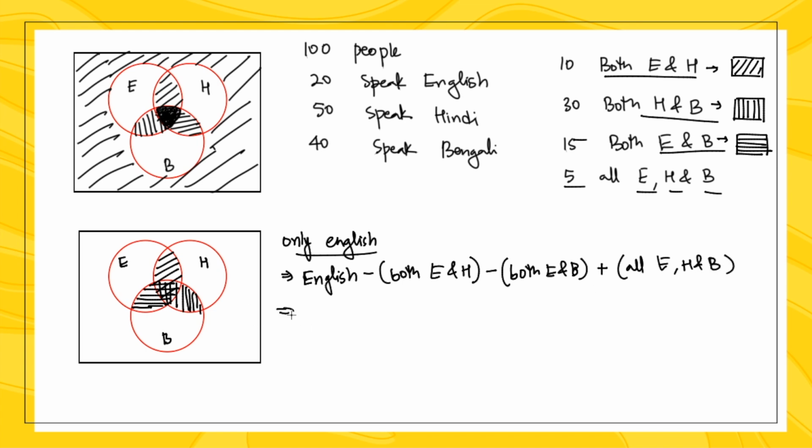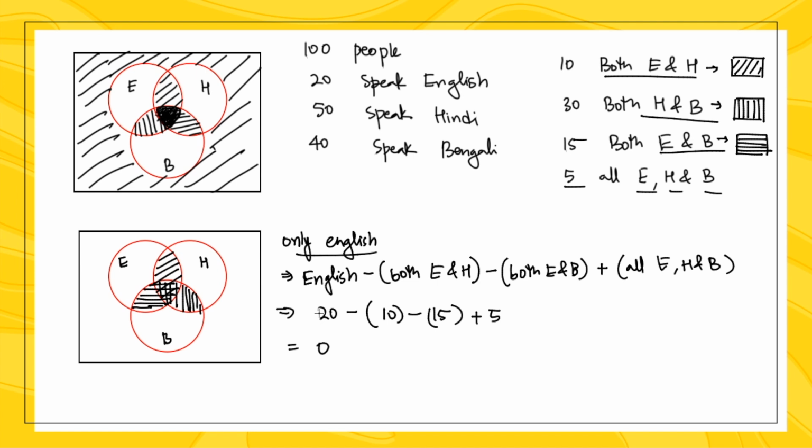So how will you find out only English speaking people? English speaking were 20, both English and Hindi people are 10, both English and Bengali people are 15, and all English, Hindi and Bengali are 5. So if you do that, how much will you get? You will get 0. So that means there is no one.